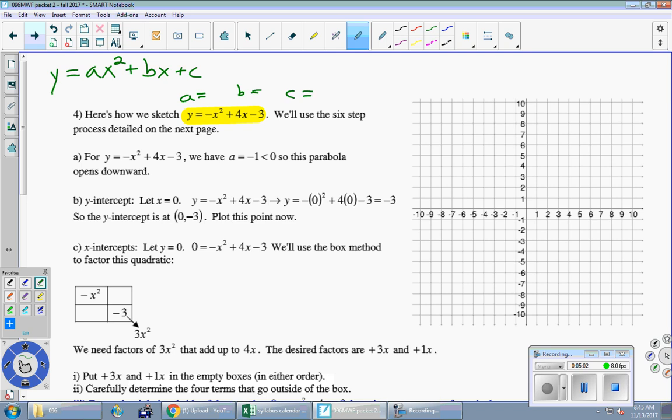How much is A, which is the number touching x squared? It's -1. It's invisible, right? There's a negative sign. We know there's an implied 1. B is the number touching x. What is it? That's +4. And C is the number not touching any x. What is that? -3. And again, we've got to make sure we grab that negative when we figure out the value of C.